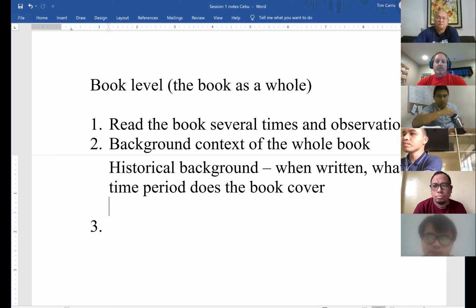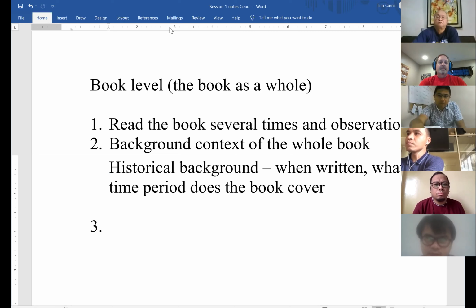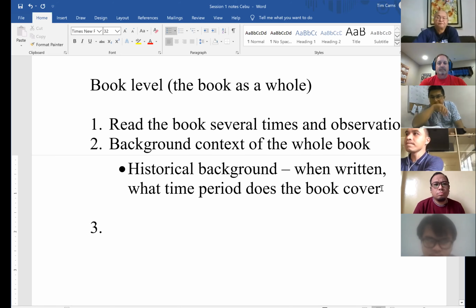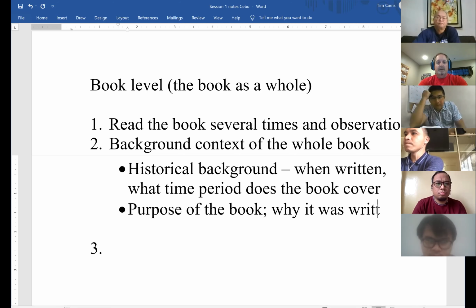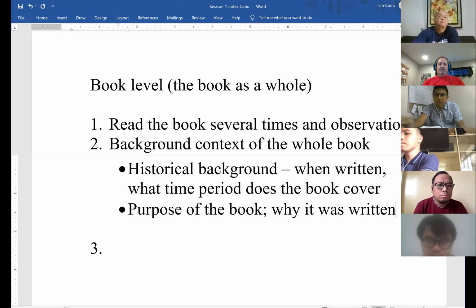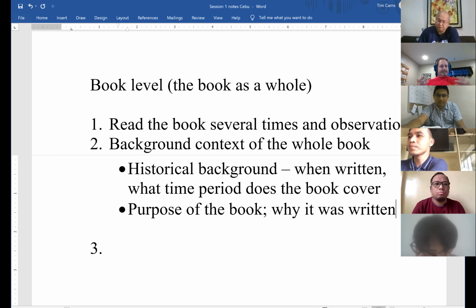All right. When we talk about historical background or background context, what are some other features? Why the book was written, what purpose it was written for. This is a key feature that we want to understand. Why did the author write this book? As you probably remember me saying many times in class, if you don't know why the author wrote the book, you're not ready to preach the text. You've got to know how your passage fits in this book, because this goes to authorial intent. We're after the author's intent. What did the Holy Spirit, in conjunction with this human author, intend?